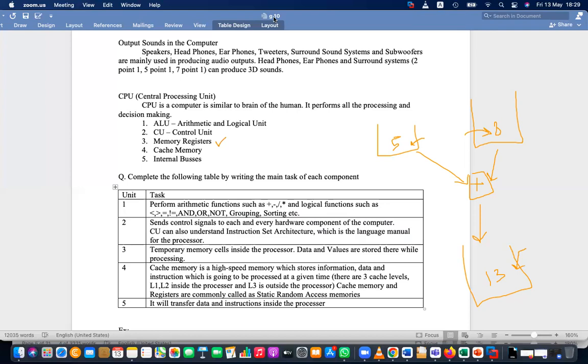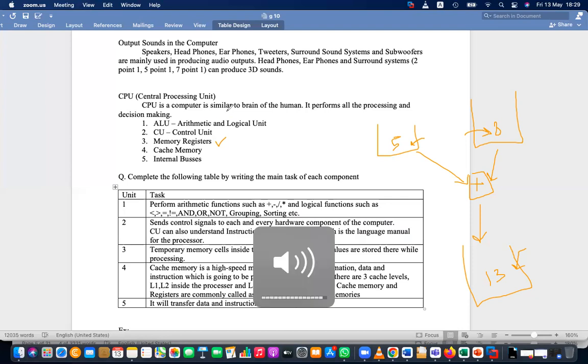So when the ALU performs an operation, when the CU performs instructing, whatever related things will be stored inside the memory registers until processed. Then the cache memory. Cache memory is a memory inside the processor. It is a random access memory inside the processor. Why do we need a RAM inside the processor?